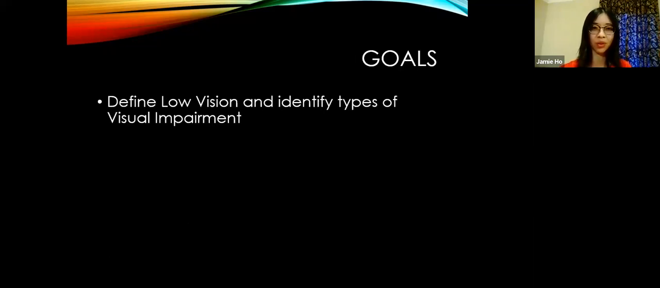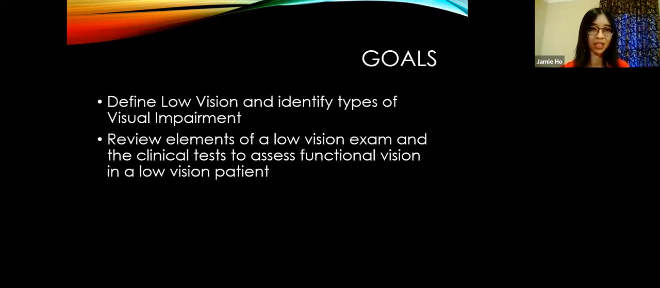Some of my goals for today will be to define low vision and identify different types of visual impairment. We're also going to review elements of a low vision exam and clinical tests to assess functional vision in a low vision patient. Nothing is going to be really specialized. I'm going to stick to this as I had geared this talk towards primary care optometrists. I'm also going to give you a brief overview of different low vision tools we have.